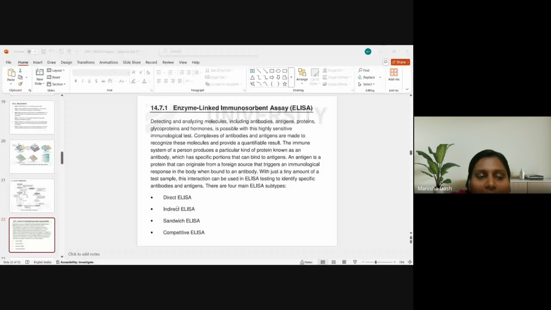There are different types of immunotechniques. One is called ELISA, enzyme linked immunosorbent assay. This is an important question, so this could be a question for your end term examination. Explain the techniques of ELISA, the types and the technique of ELISA. This could be a long question, a 10-mark long question.